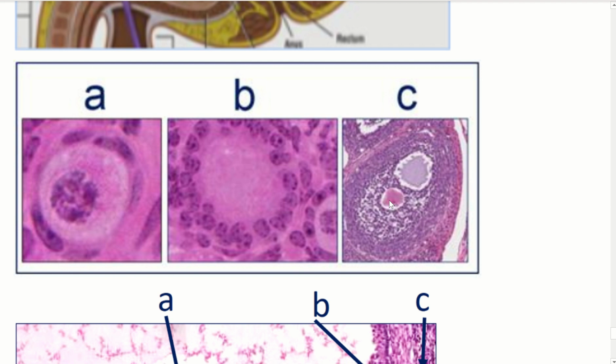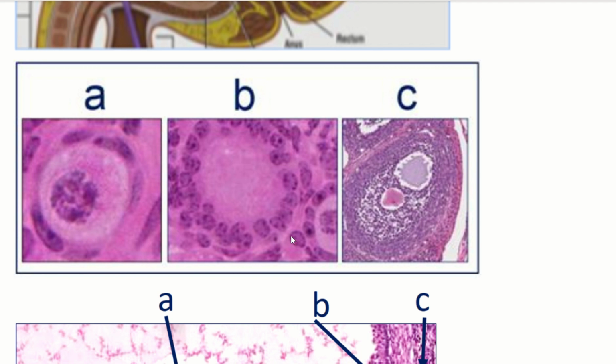This is female, so we're talking about the follicles in the female ovaries. And so A, this one right here, we've got a big oocyte with some flat follicular cells around it, right? They're very flat, they haven't started dividing yet. So that's going to be a primordial follicle, and remember that primordial follicles are present at birth, okay?